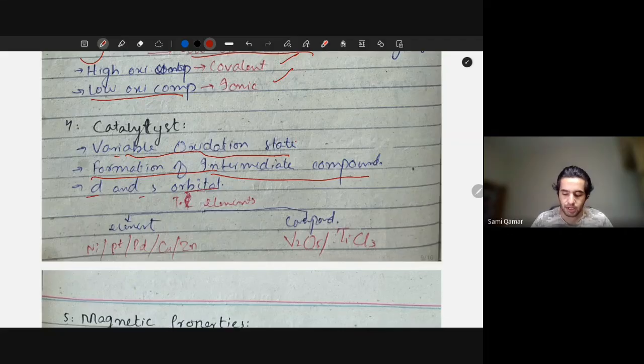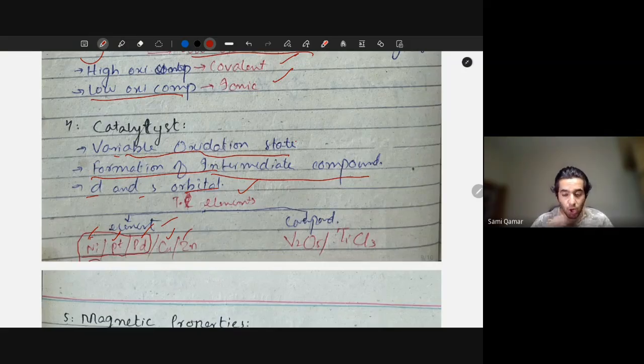D and S orbitals specifically take part: 4s and 3d in the 3d series, or 5s and 4d, 6s and 5d. So this is how they will be active. Now, there are elements like nickel, platinum, and palladium, and then copper and zinc.